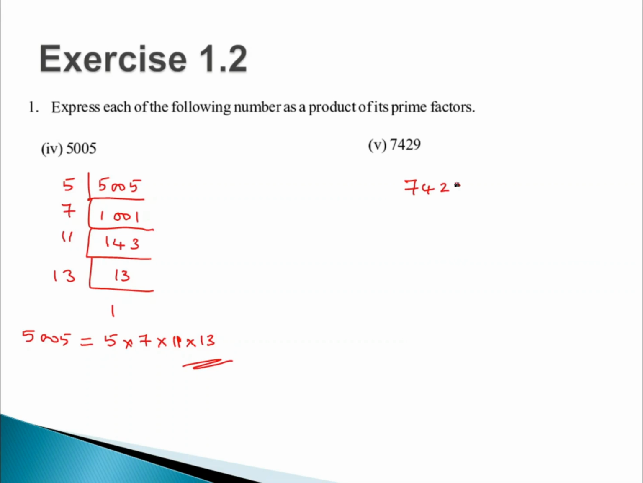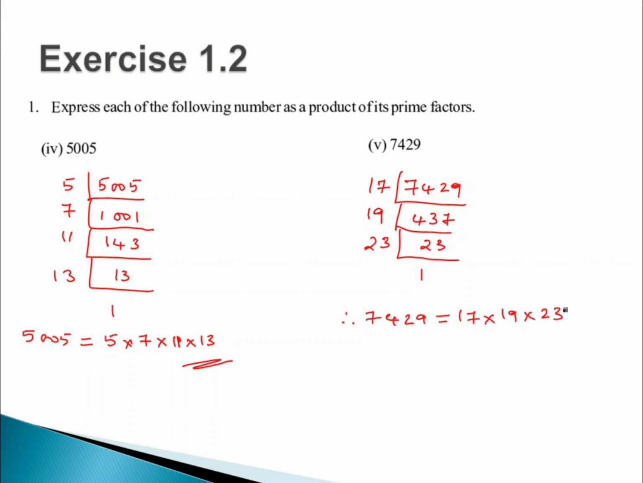7429. How do you divide this? Okay, so this is divisible in your 17th table only. If you know the 17th table it is easy, or else in another table it is divisible. 437, you will be having this number. After this, what number should you be taking here? You should be taking here 19. That is your 23 times. Okay, 23 times. So again, at last 23 ones are 23. So the resultant of this one is 7429 can be written as 17 into 19 into 23 as your answer.